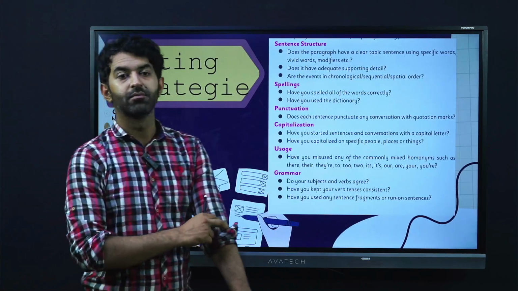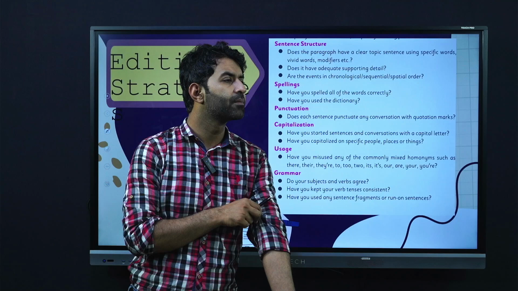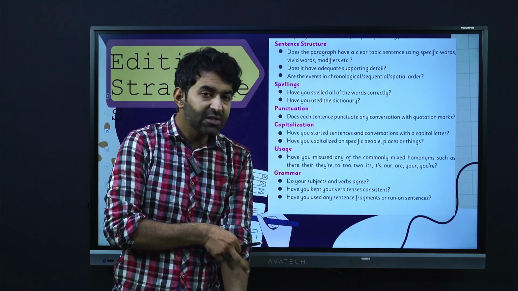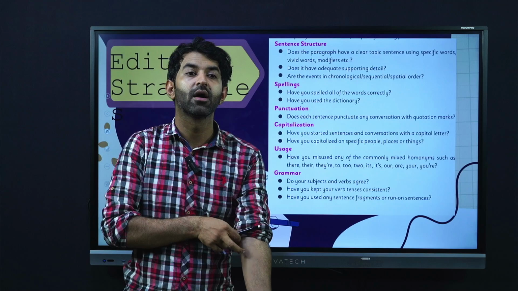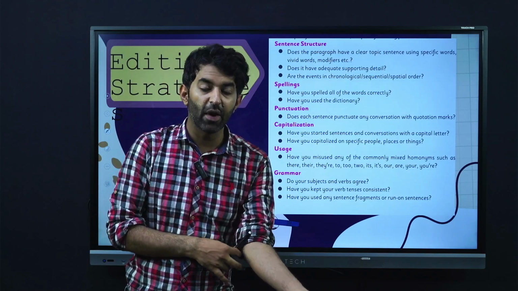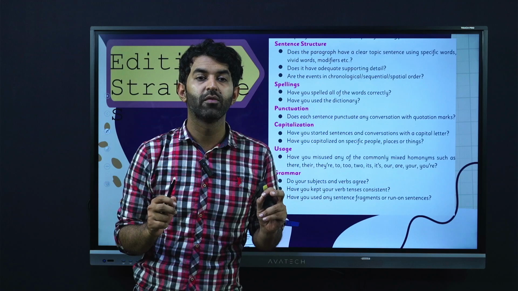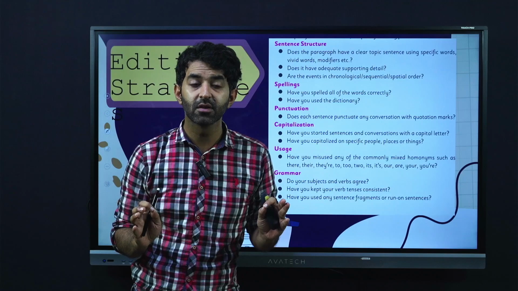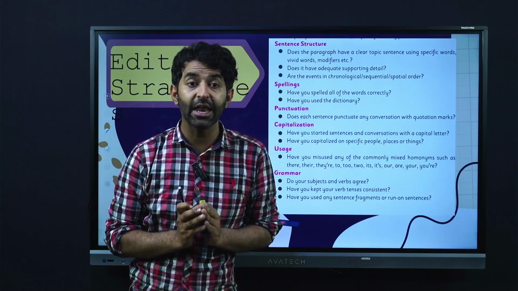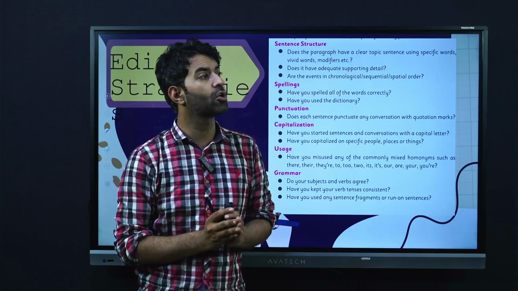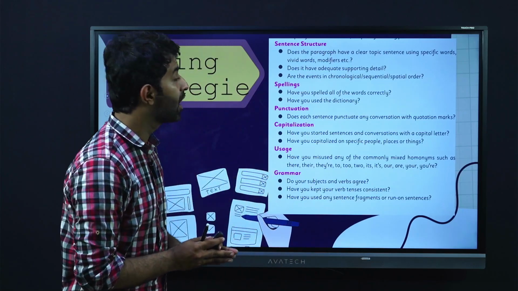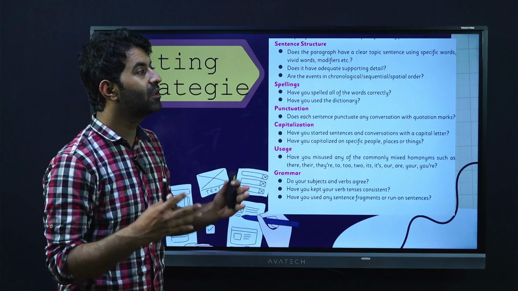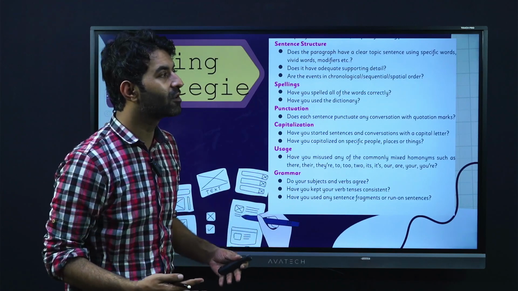Now, we have some strategies over here. These strategies are for editing. When do we edit our text? When we are finished with the writing. And why do we edit? To omit any kind of mistake. I hope that you are understanding and following the lesson. Be a little more active, please.